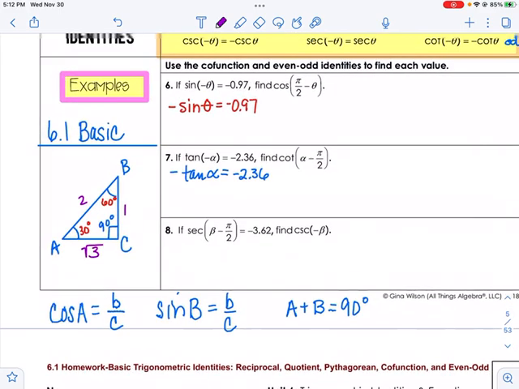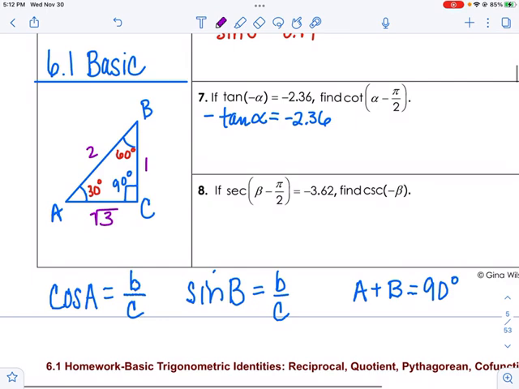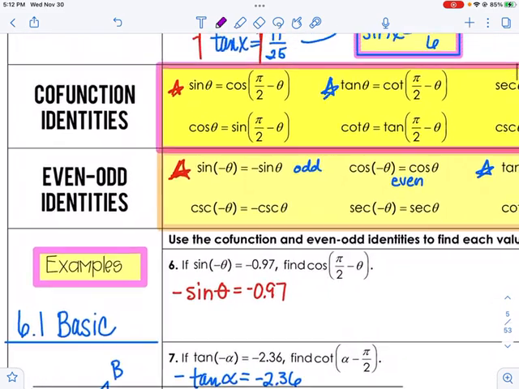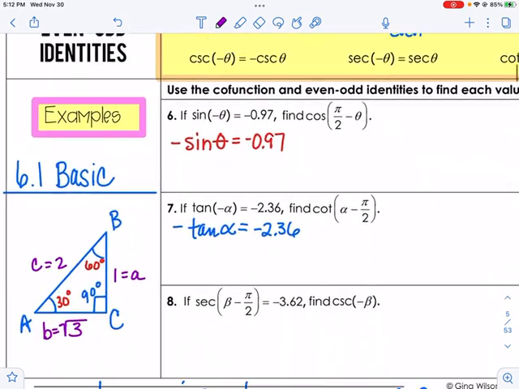So now, if I take cosine A, here's B, here is lowercase a, which would be 1, and then of course lowercase c would be 2. So you can see my formulas down here: cosine A is B over C, and sine B is equal to B over C as well, right? Well, if I write this the way the identity is written above, sine theta is equal to cosine of pi over 2 minus theta. So we'll start with the sine theta.